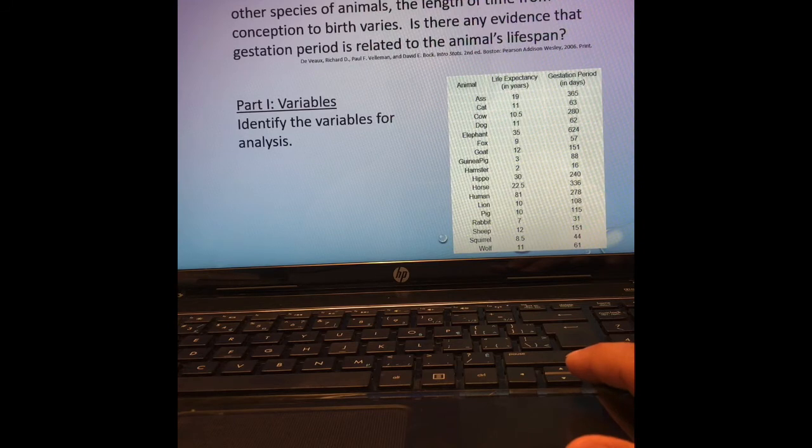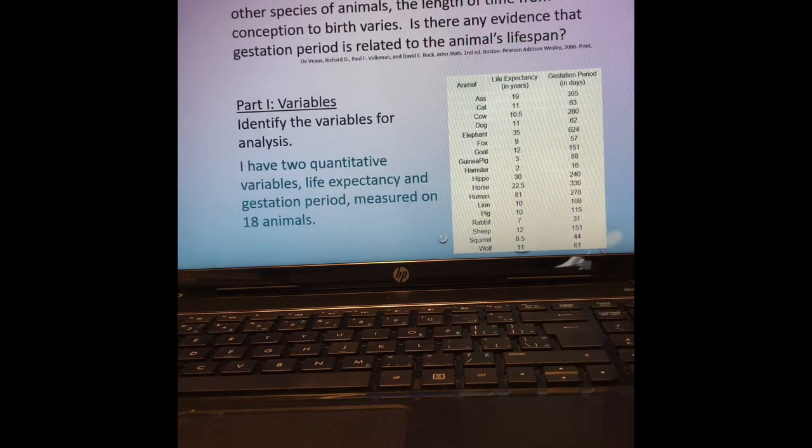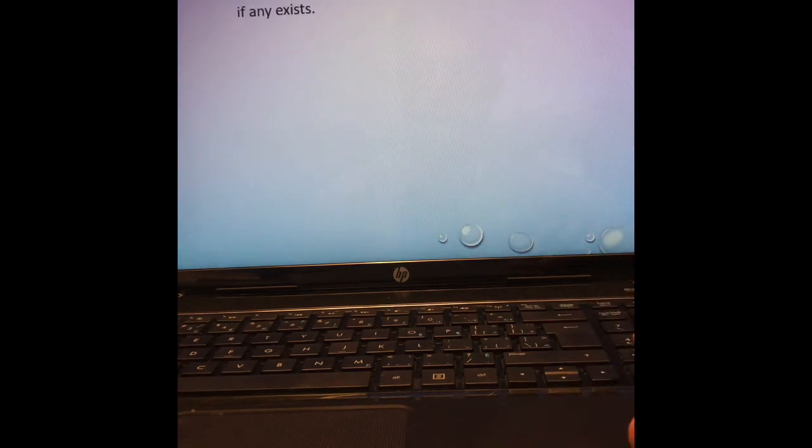So 2 variables we're looking at. They're quantitative. By the way, your major project has to be quantitative variables. You've got life expectancy and you've got gestation period. Yours isn't going to be 18 animals, it's 50 data points for your major project. All right, generate a scatter plot, state the correlation if any exists.